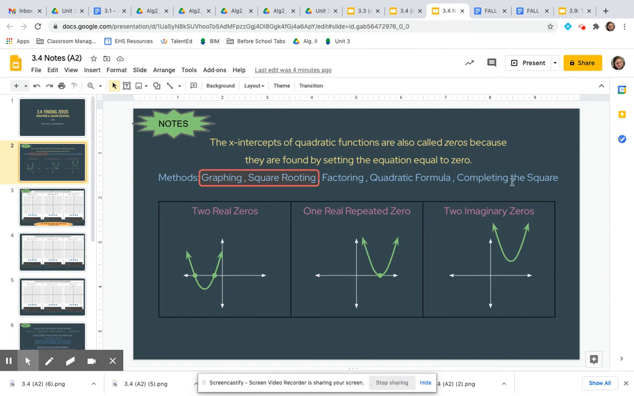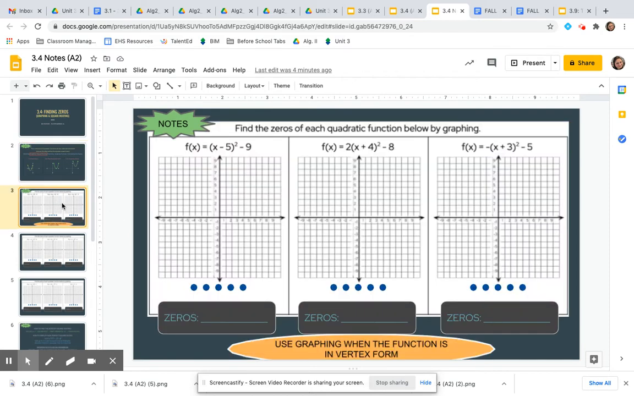So, there are a bunch of methods to finding these. Today we're going to talk about graphing and square rooting, but you could also use factoring or something called the quadratic formula, and then last but not least is completing the square. We may or may not do this one depending on timing and whether or not we are still virtual. So let's jump right into it.